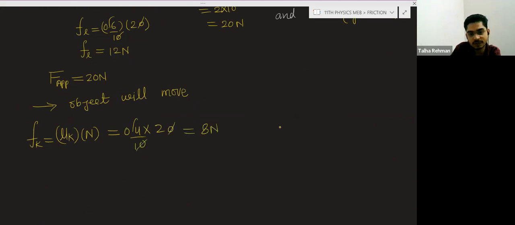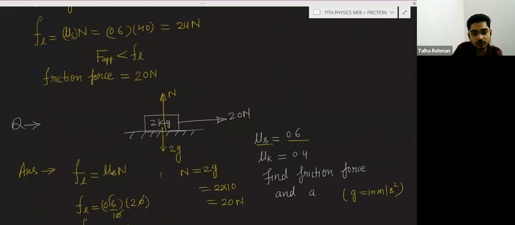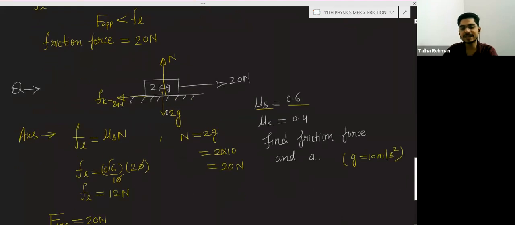Very good, Joylin. Divyangi, 8 Newton, kinetic friction. What is this kinetic friction force? This will be the actual friction force. Fk, that is 8 Newton. Now you can find the acceleration. In this direction is 20 Newton. In this direction is 8 Newton. In this direction the force is greater. Acceleration will be in this direction.